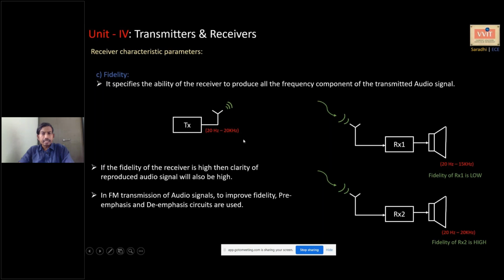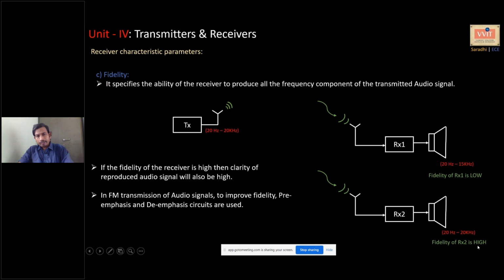The transmitter is transmitting, and receiver 1 and receiver 2 are receiving the same signal. The first is only reproducing frequencies from 20 Hz to 15 kilohertz, and the second receiver is able to reproduce 20 Hz to 20 kilohertz efficiently. So what we can say is fidelity of receiver 1 is low, fidelity of receiver 2 is high.